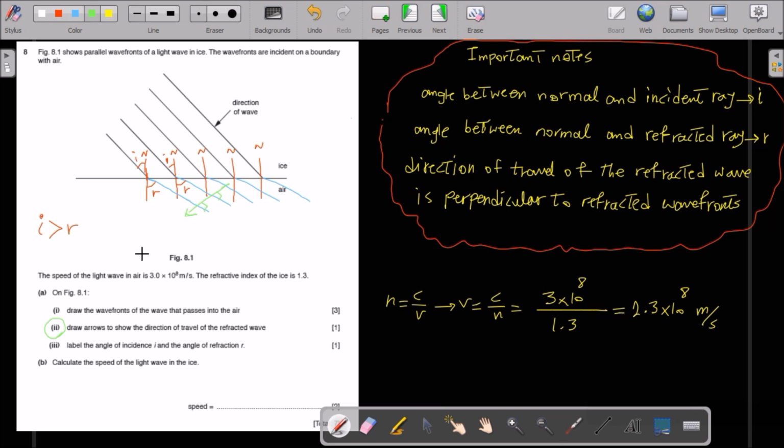Next part, calculate the speed of light wave in the ice. So you know that refractive index is equal to C divided by V. C is the speed of light in air, which is 3 times 10 to the power 8, and V is the speed of light in medium. So in this question it is unknown. So V is equal to C over N. When you calculate, you will get 2.3 times 10 to the power 8 meter per second.